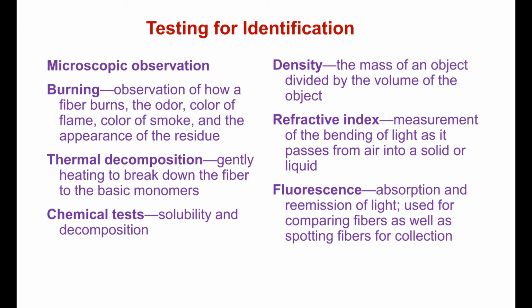Okay, so these are the more common ways that we identify our fibers through testing. Of course, we do microscope observation like you've been doing with hairs. We do what's called a burn analysis, where we literally set that piece of fabric or that fiber on fire and we make observations on how it burns, the odor or what smell we get as that fiber is burning, the color of the flame, the color of the smoke, the appearance of any residue that remains once the fiber itself has been burnt up. So we will definitely do that in lab.